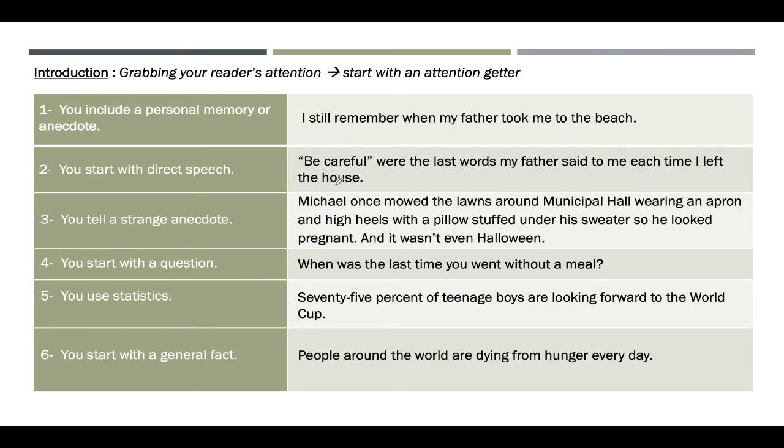Of course, this won't be the only sentence that I'm going to use in my introduction. You need other sentences around it to introduce the topic, but you can think of one of these attention getters when you start writing your introduction.